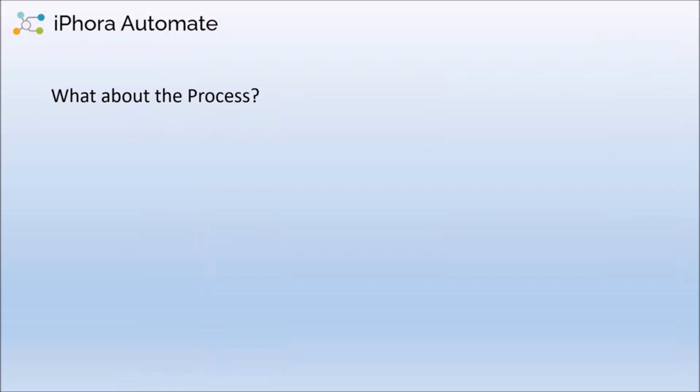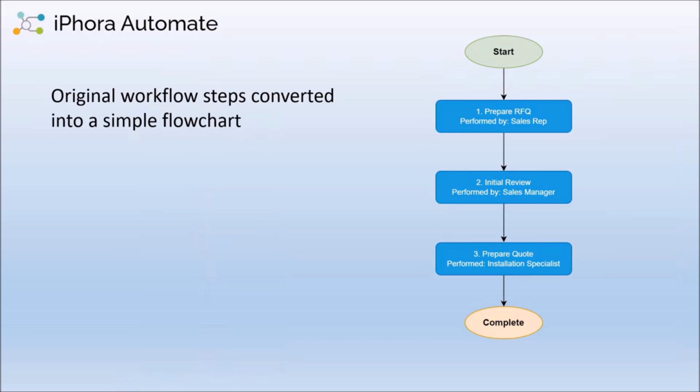So now that we have a form and a grid, what about the business logic that makes it work? In other words, what about the process? A process determines how a workflow document moves from one step to the next. Here is the original three-step RFQ process we talked about earlier. We have rewritten it as a flowchart.